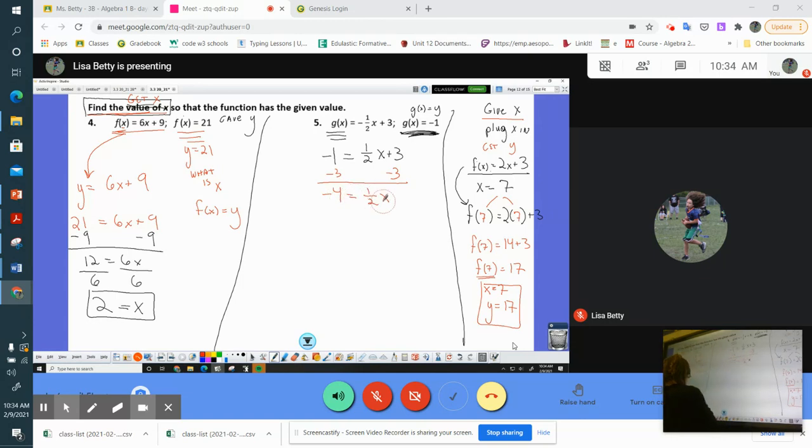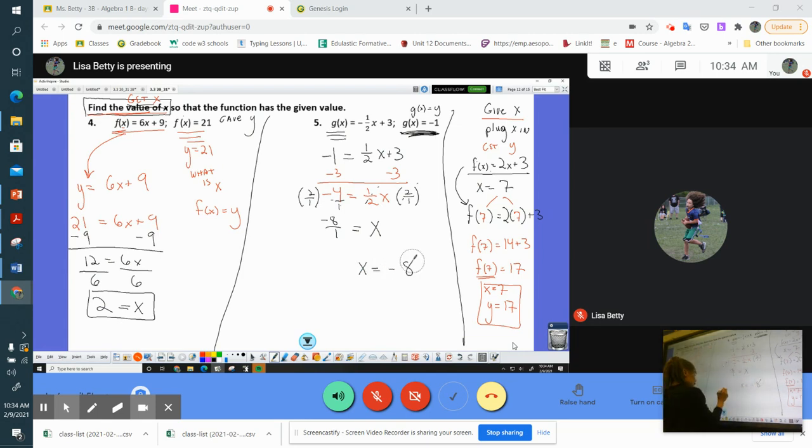And then I'm going to multiply both sides by 2 over 1, because to get rid of a fraction, I multiply by the reciprocal. And remember that -4 is really -4 over 1 anyway. So those go away. So I've got x equals 2 times -4 is -8. 1 times 1 is 1. So I've got x equals -8.